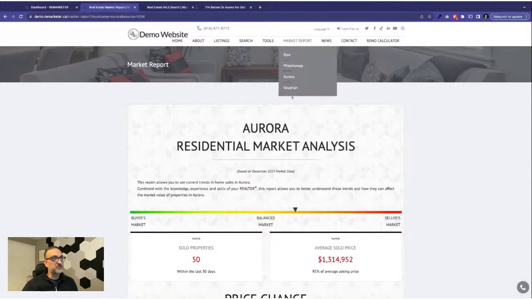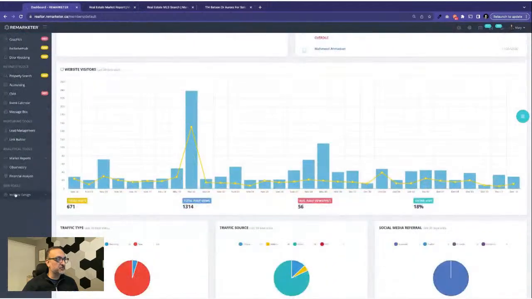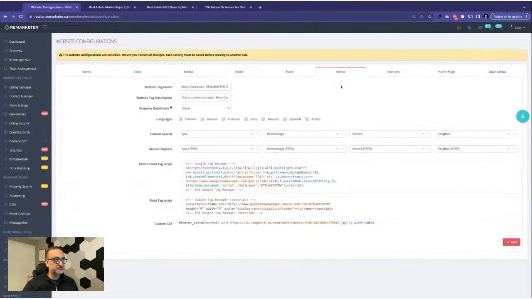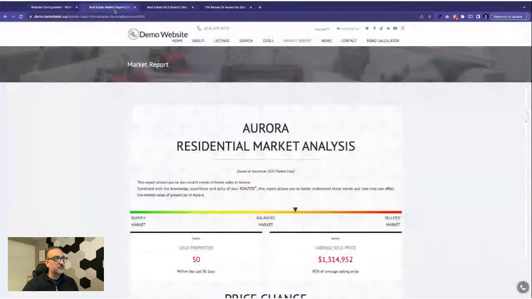These are available under the market reports tab. If you haven't enabled these, go ahead and enable them. It's very important for you to do so. Go to website design, website config, extras, and select your areas of interest right here under market reports. These 4 areas are exactly the same 4 areas that you see under here.